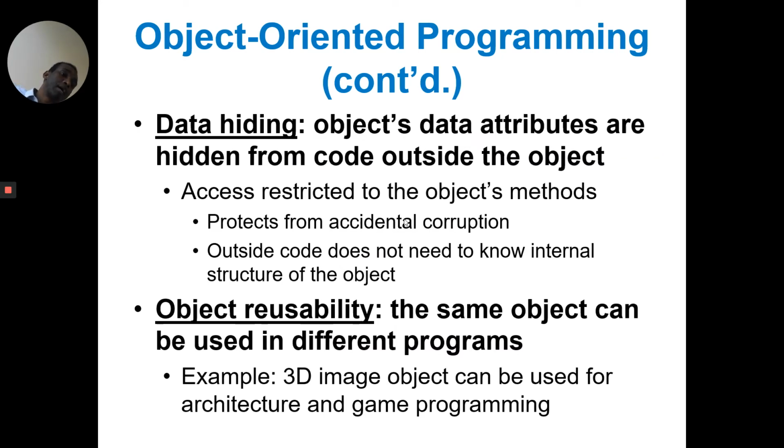Data hiding means an object's data attributes are hidden from the code outside the object. Access is restricted to the object's methods, which protects from accidental corruption. Outside code doesn't need to know the internal structure of the object. Object reusability means the same object can be used in different programs. For example, a 3D image object can be used for architecture and game programming.